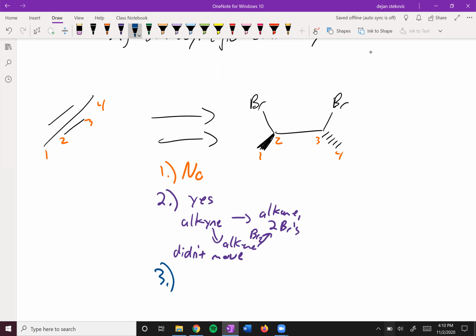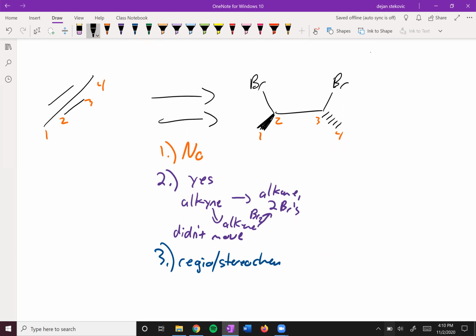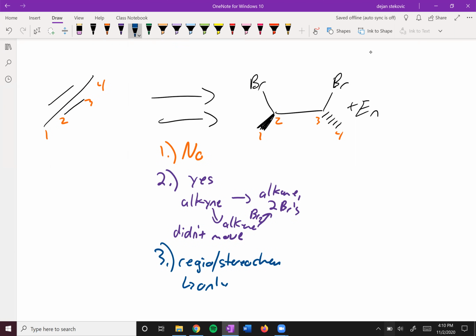And so the third question we want to ask is the regio/stereochemistry. Here we can see that our problem wants one specific enantiomer. Well, I'll add this plus En, right? So we will have some specificity here, right? We'll only get some enantiomers.